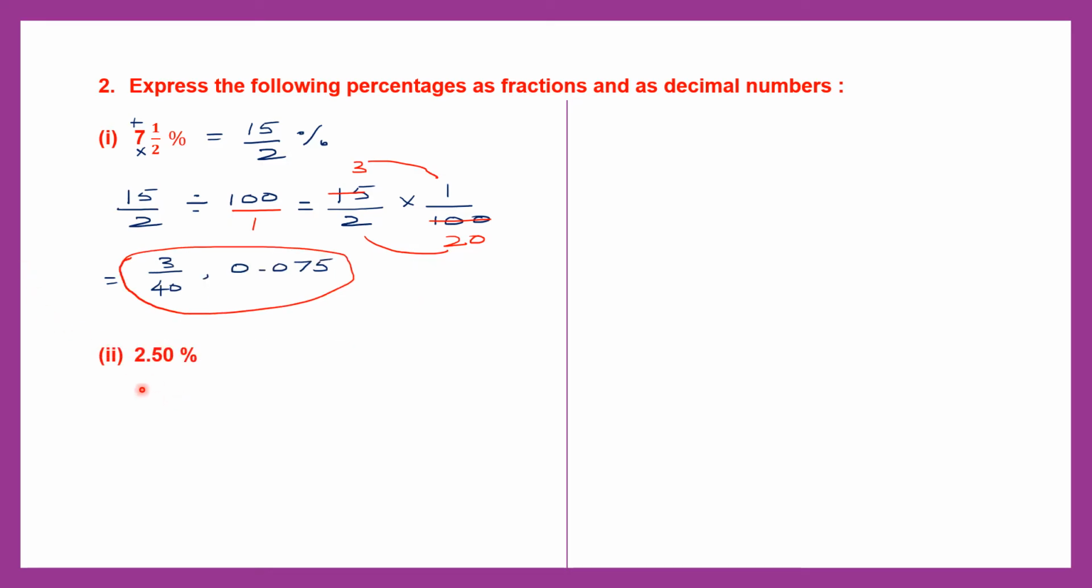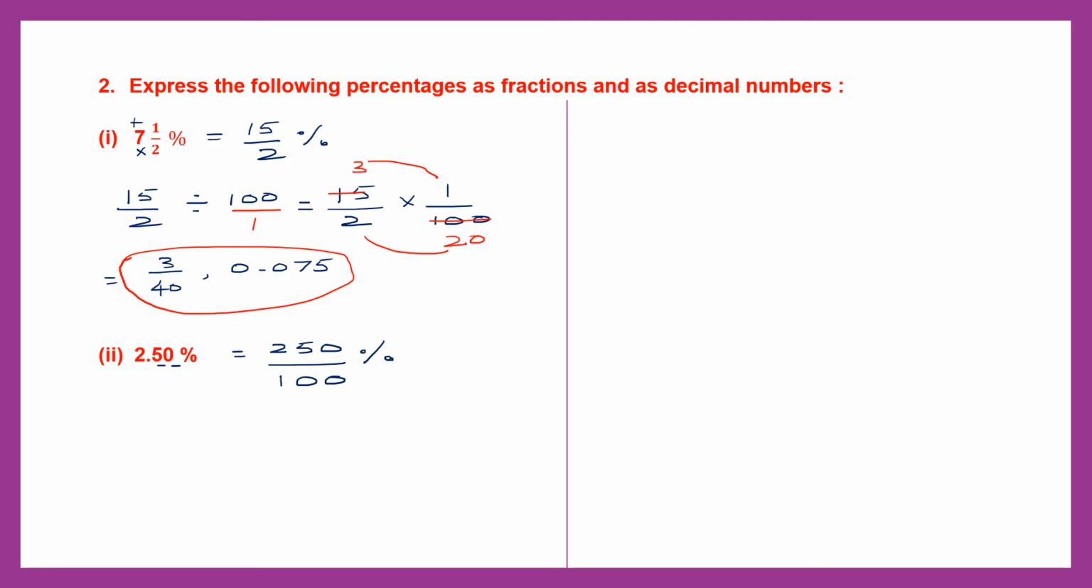Question 2. Now here we have 2.50%. So first we're going to write this in the form of a fraction. So let's do that. Now when you write it as a fraction, ignore the point. So that will be 250 divided by 1 followed by zeros. Check how many decimal places there are. There are 2 places, so there will be 2 zeros.